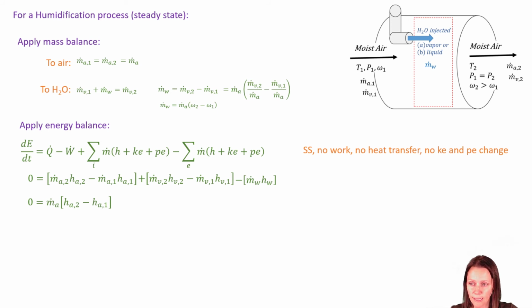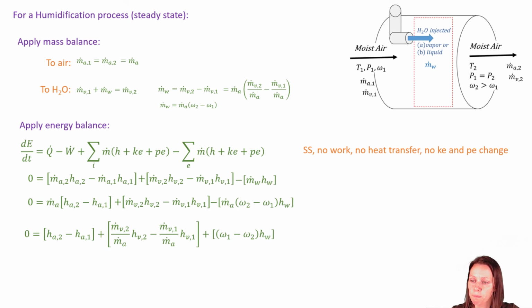I'm going to do the same thing as I've done before and try to isolate m dot A. I know m dot A1 and m dot A2 are the same, so I'm going to take that on the outside of the parentheses for that dry air term. I'm not going to do anything with the second term there, but for this last term, m dot W, I'm going to replace that with the definition that I found by applying my mass balance. So it looks like everything's pretty good here. Now I'm going to rearrange the second term, and I'm going to divide everything through by m dot A.